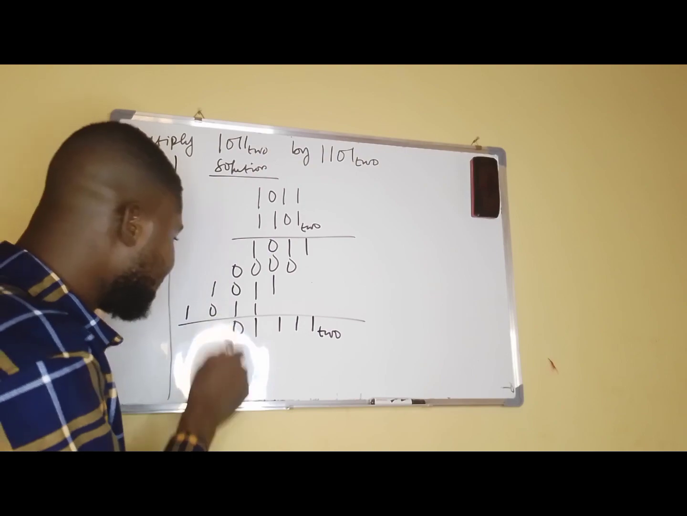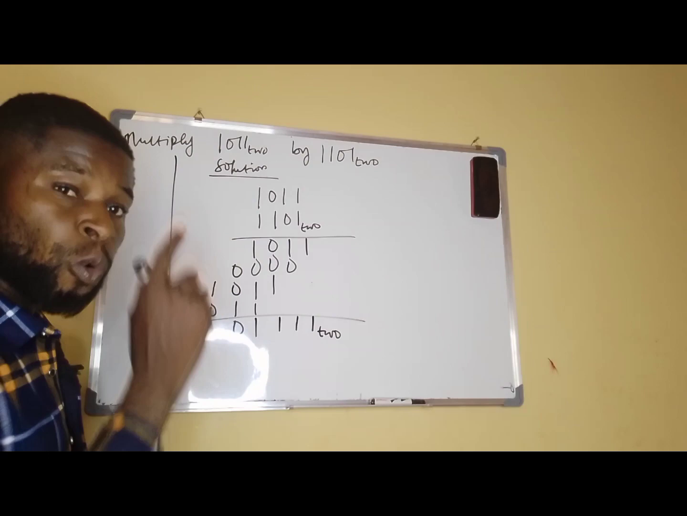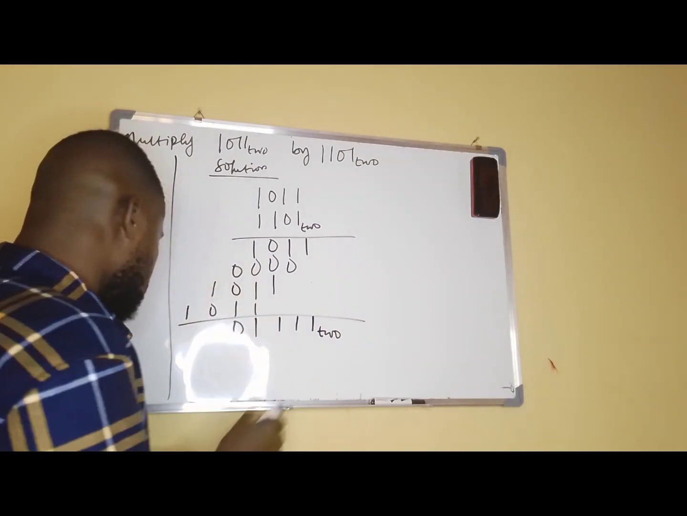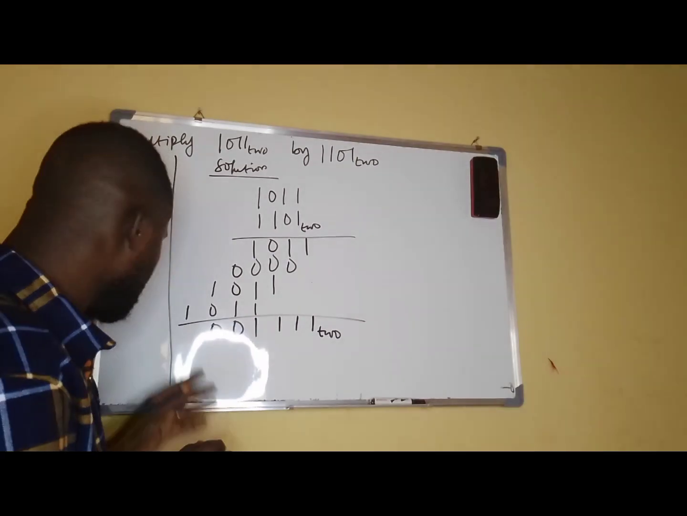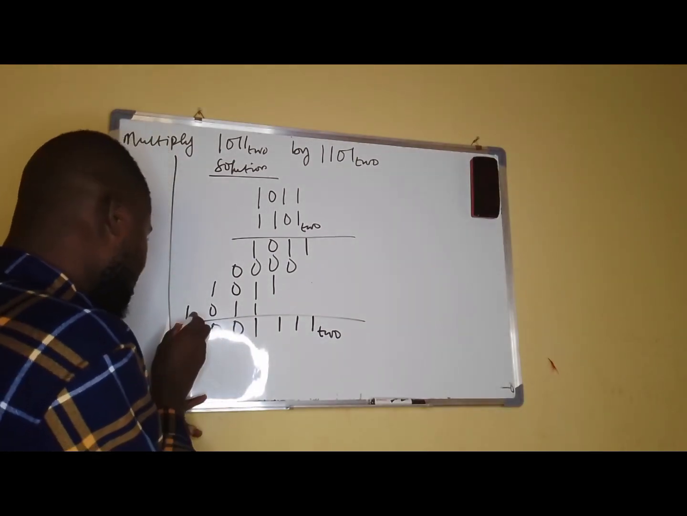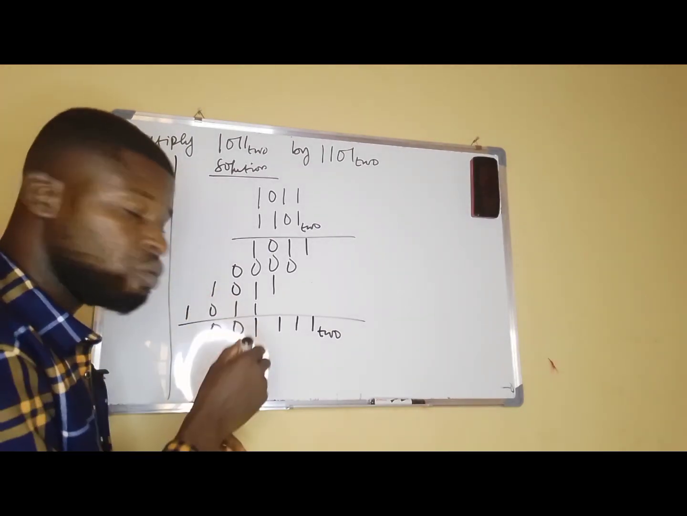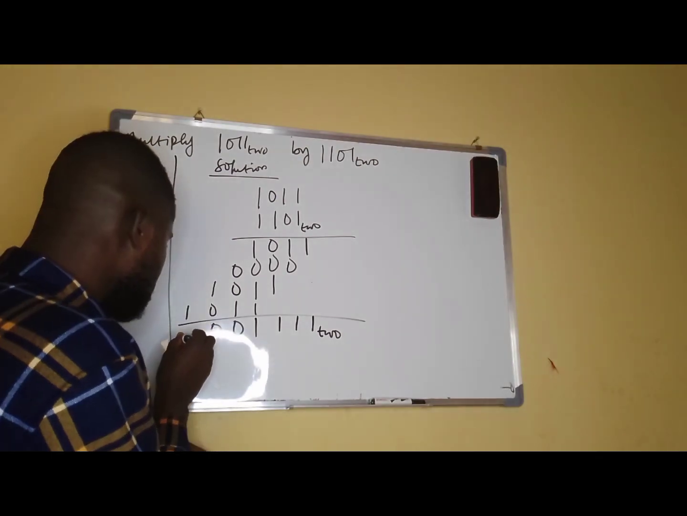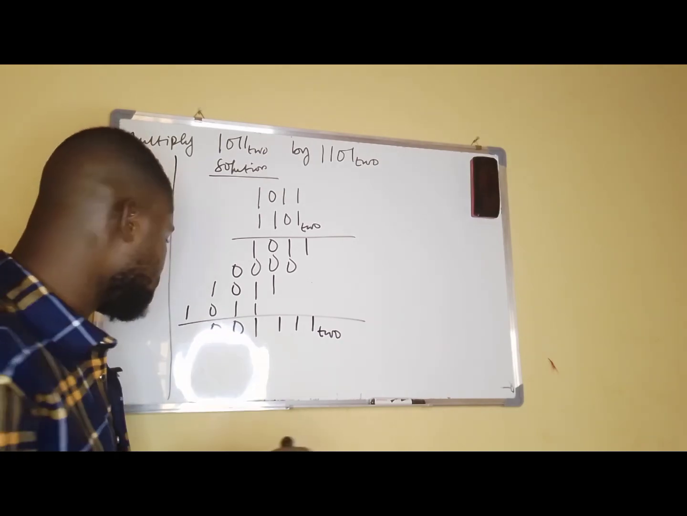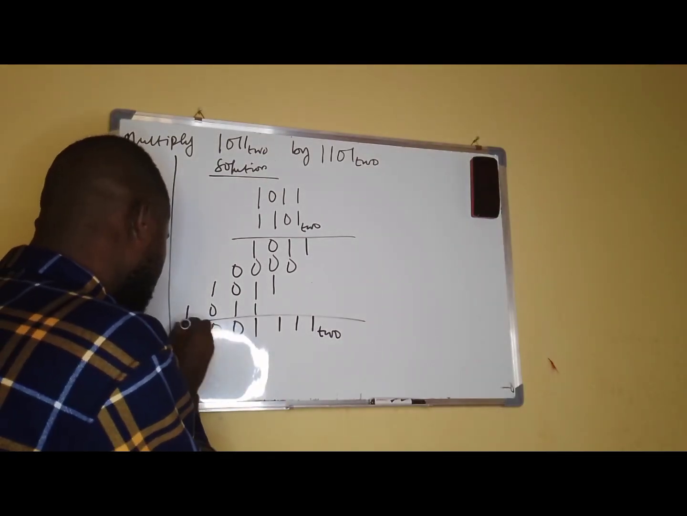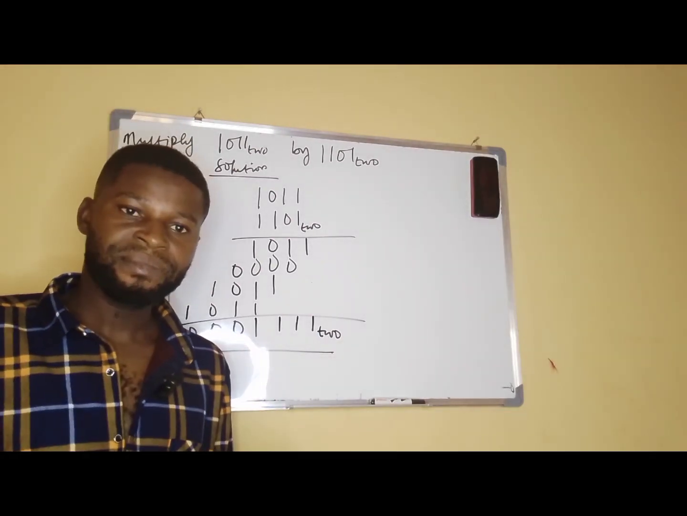Are you getting me? Now what will you do again? You say 2 divided by 2, it will give you 1 remainder 0. You write the 0 again. Hope you are getting what I'm doing. Now from this point, you carry that 1 and add it to this place. It will be 1 plus 1, which is equal to 2. Now 2 cannot be here. You say 2 divided by the base, it will be 1, remainder 0. You now write 1 and 0, and this will give you the final answer.